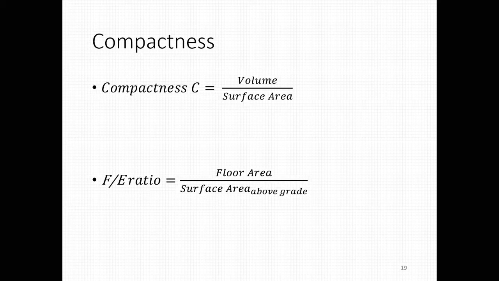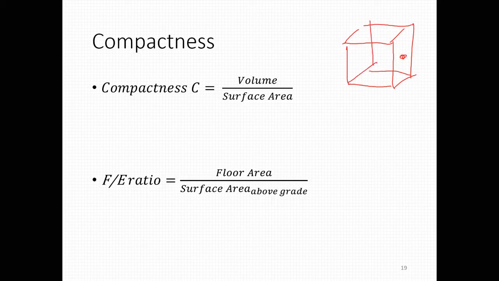So the more surface area you have above grade on your facade, on your building's envelope, the more expensive it's going to be, the more potential there is for heat transfer. So here we're looking at the surface area of each side of the building, the overall surface area. In compactness, typically we're looking at a cube, right?